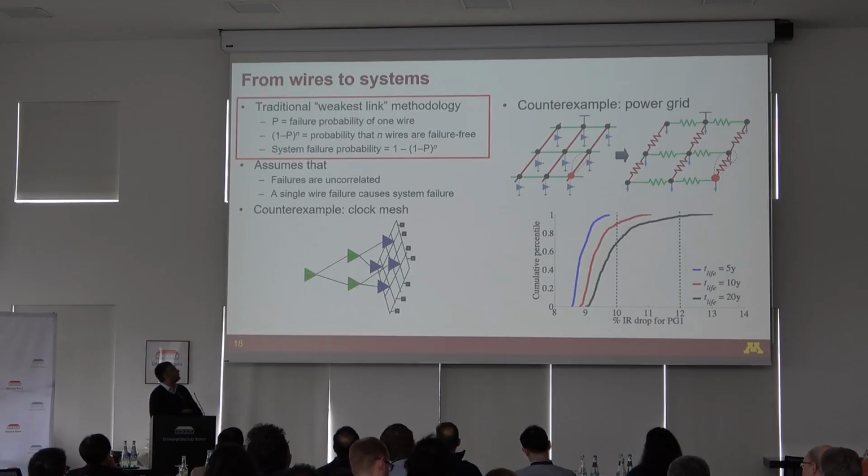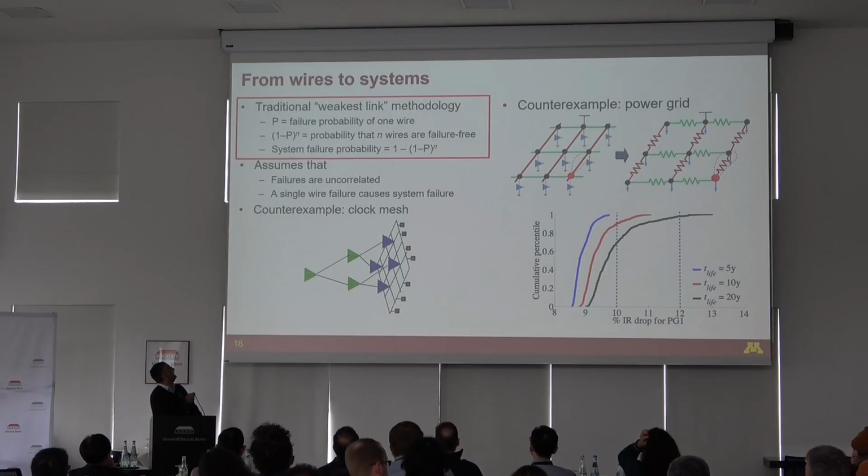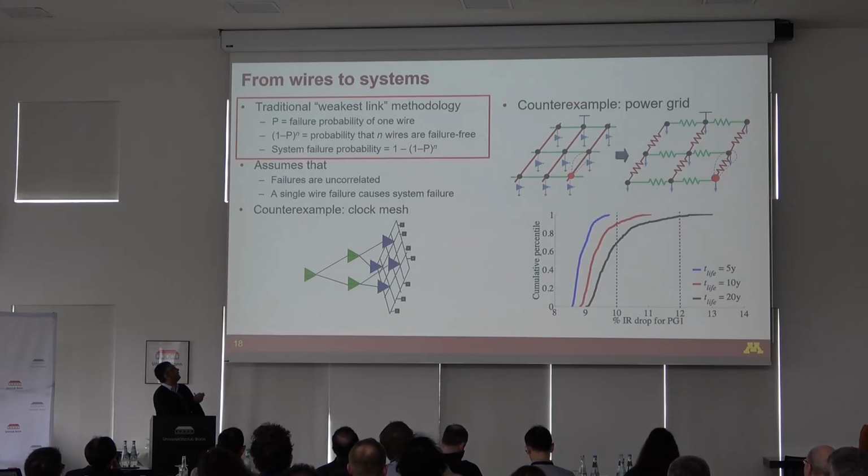The traditional approach was the so-called weakest link methodology, which is probability 101. If P is the failure probability of one component, then (1 minus P) to the n is the probability that n components are failure-free, and 1 minus that is the failure probability of the system.